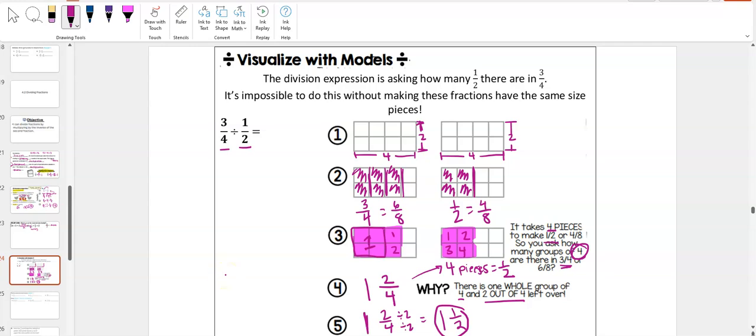And if we do this with our algorithm, you'll see we've got 3. Oh, sorry, I was multiplying. Forgot to keep, change, flip. 3/4 times 2/1 is 6/4, and 6/4 is the same as 1.5. Okay, so this is kind of visualizing what it means. You're not going to need to do this model. It just helps you understand what we're doing. We can just stick with the standard algorithm. It is easier and faster.